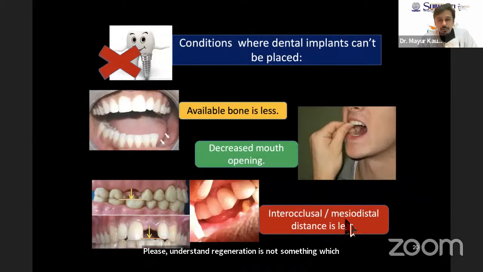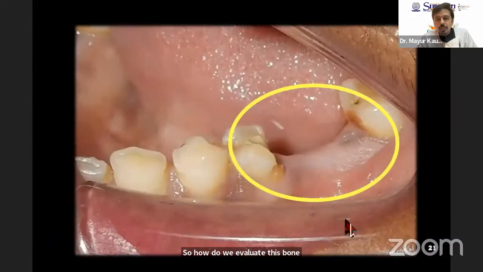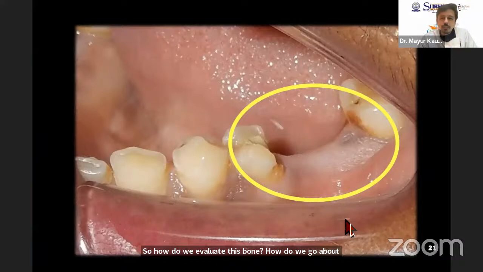So again, if bone is less, you have to make the patient understand that chances of failure might be there. So how do we evaluate this bone? How do we go about evaluating a case of implant? So straight away, a patient has come to you. What are we supposed to see?